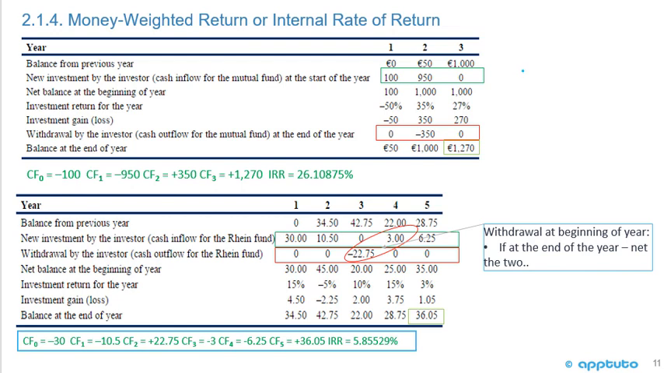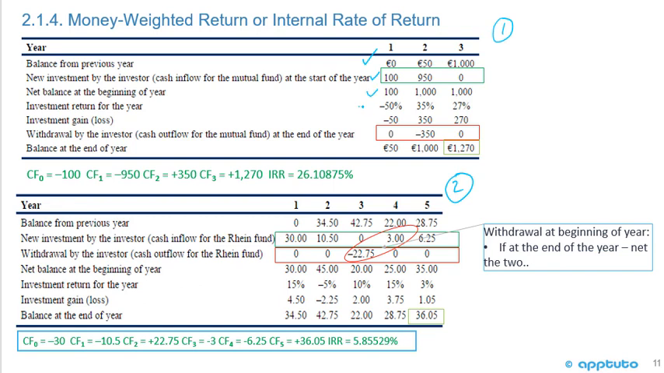Okay, now we're going to walk through 2 examples that show the money-weighted return or internal rate of return. So here's example number 1, and then we've got another example down here. So just to go through it twice, okay? So in this example, you're going to start with 0 balance, and you're going to do a new investment at the beginning of the year of 100 euros. So that's your balance at the beginning of the year, 100 euros.